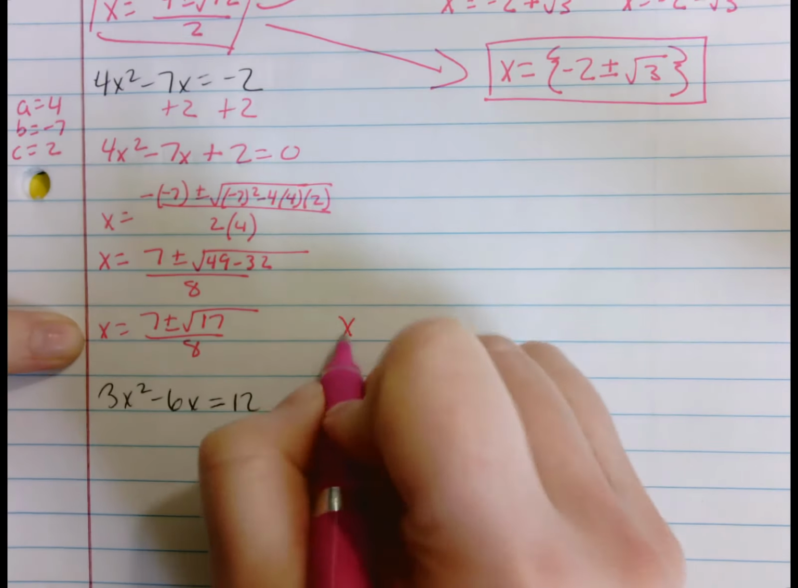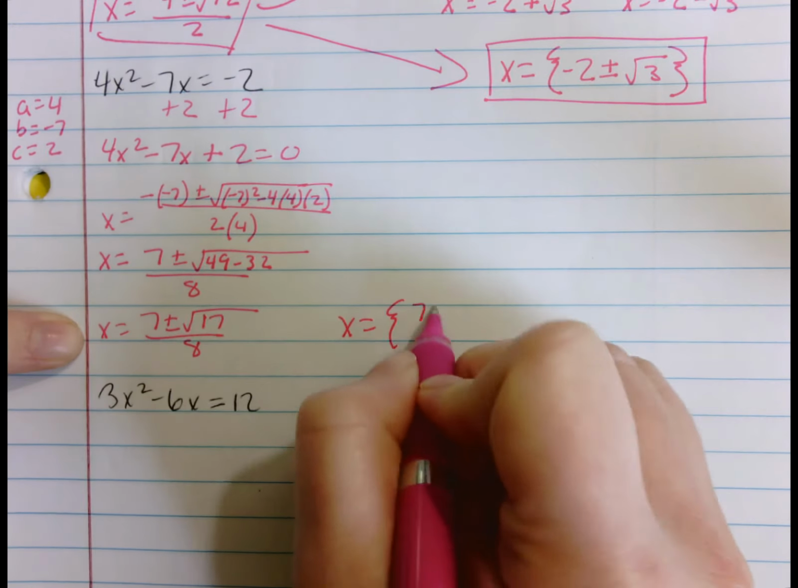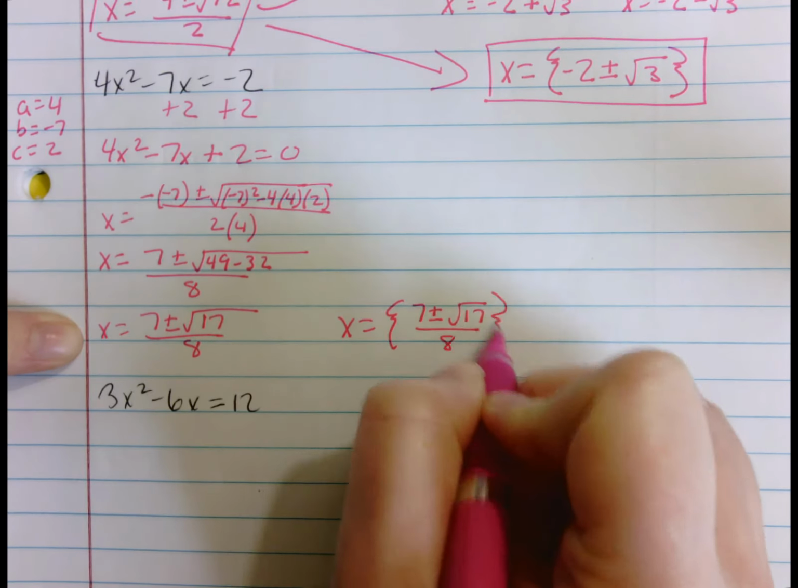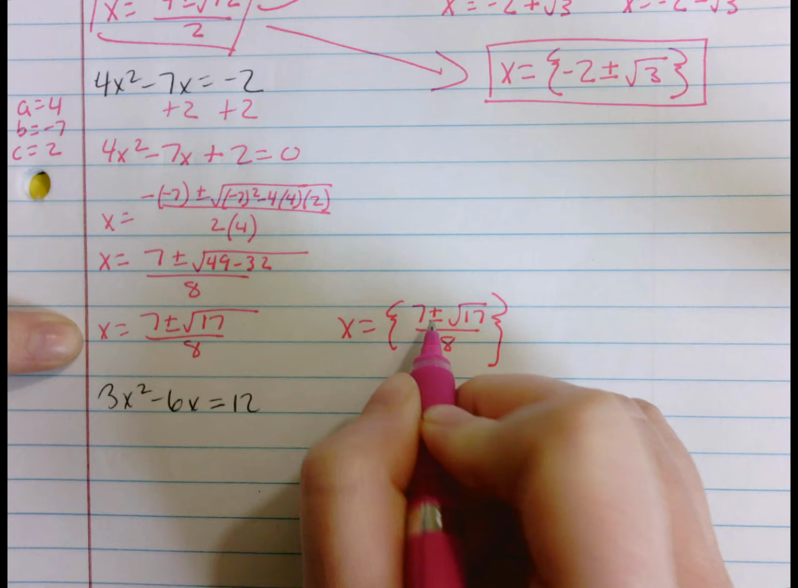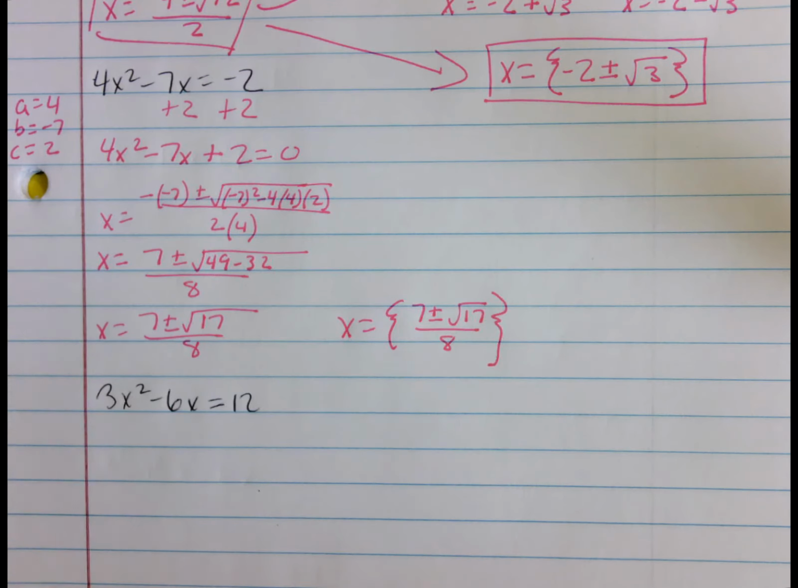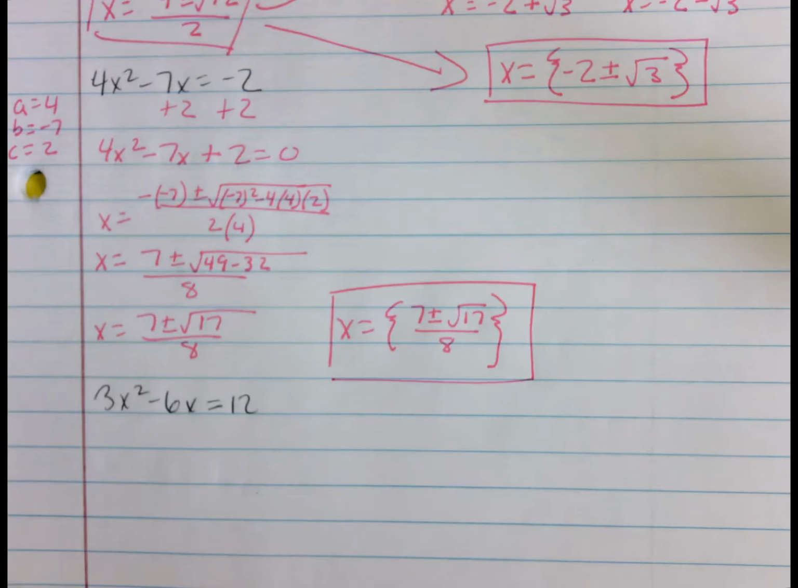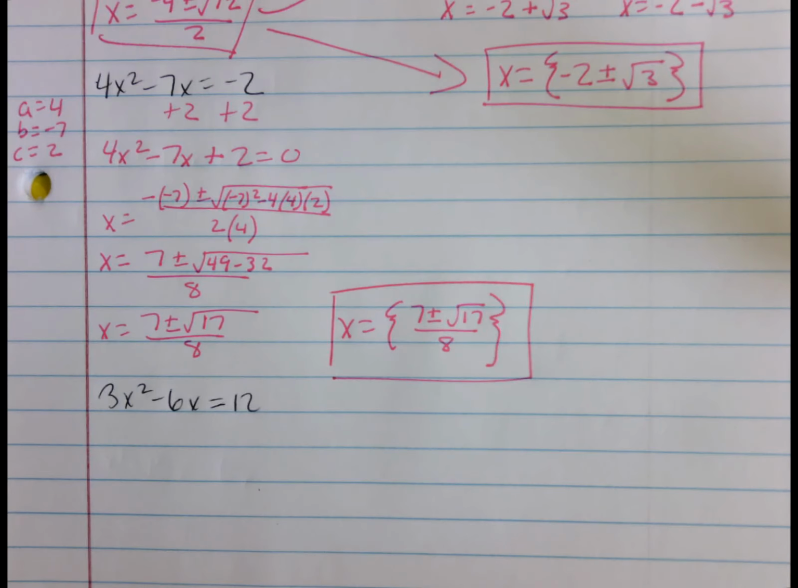So I'm just going to rewrite it as 7 plus or minus the square root of 17 divided by 8. And that plus or minus, that means that there are two solutions still. One of them is the positive version of this and the other is the negative, okay? And that is our final answer.